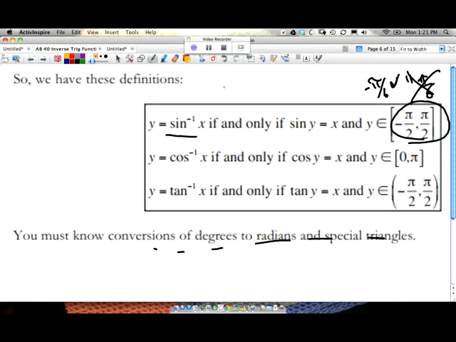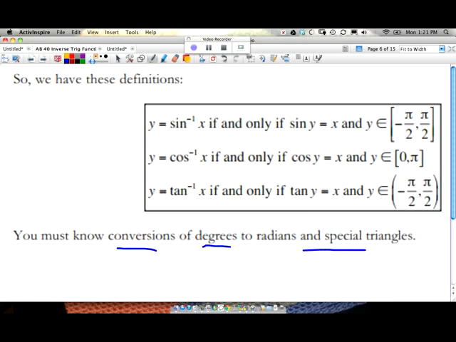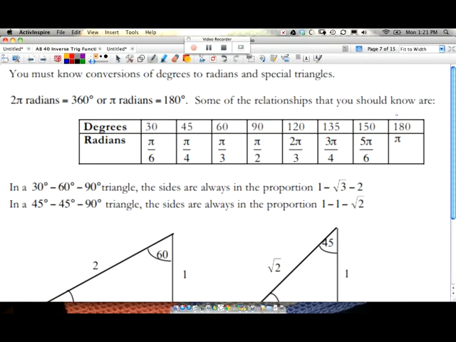Okay. So this note, we're going to come back and see that later. You've got to know conversions from degrees to radians and your special right triangles. That's almost more important. Here's a summary of what we just said about the restricted range. But here are some notes on degrees and radians. You've got to know this. Some things to look for.